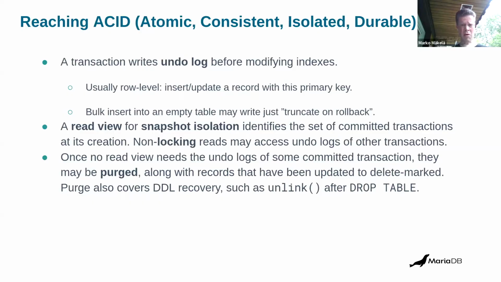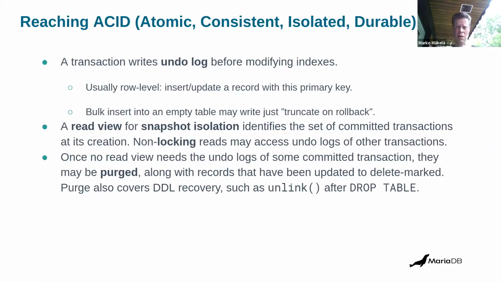The read view for snapshot isolation is basically a set of transaction identifiers that were committed when the read view was created. And if you have any non-locking reads that make use of the read view, they may need to access undo logs of other transactions, either ones that are still active or ones that have been committed, but whose history hasn't been purged yet because we have an open read view that may see the history.